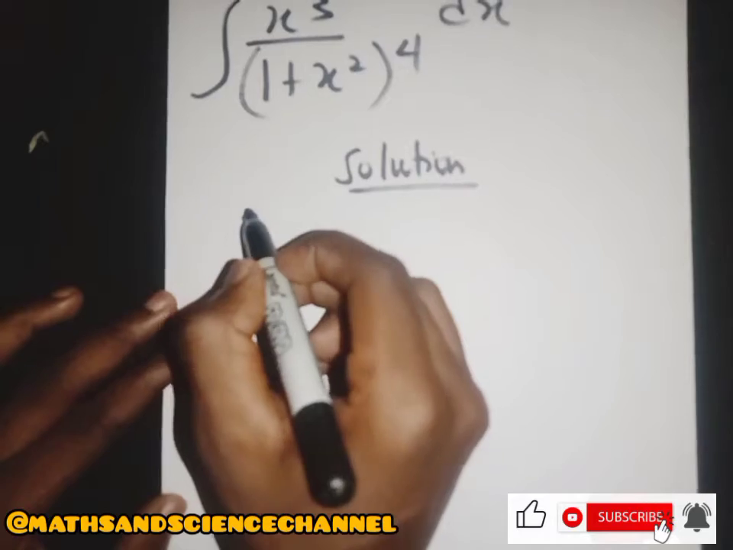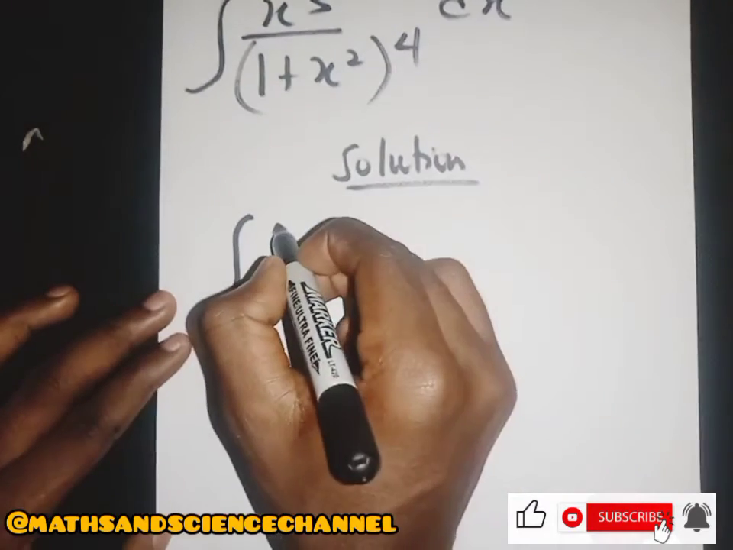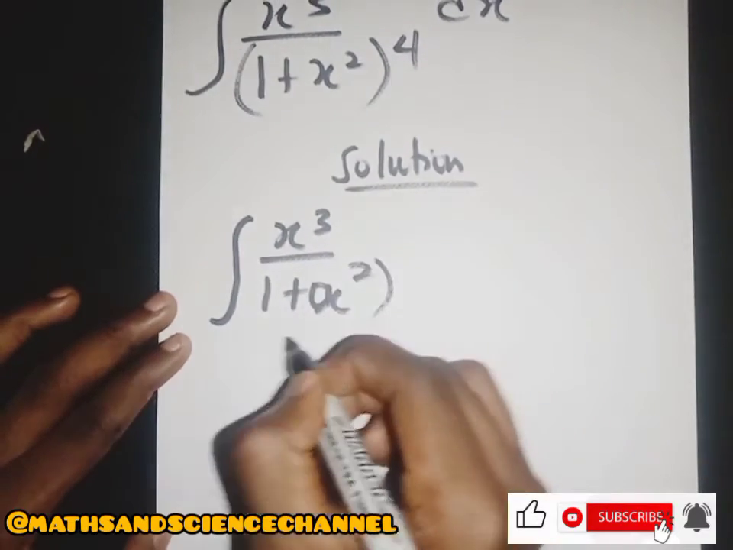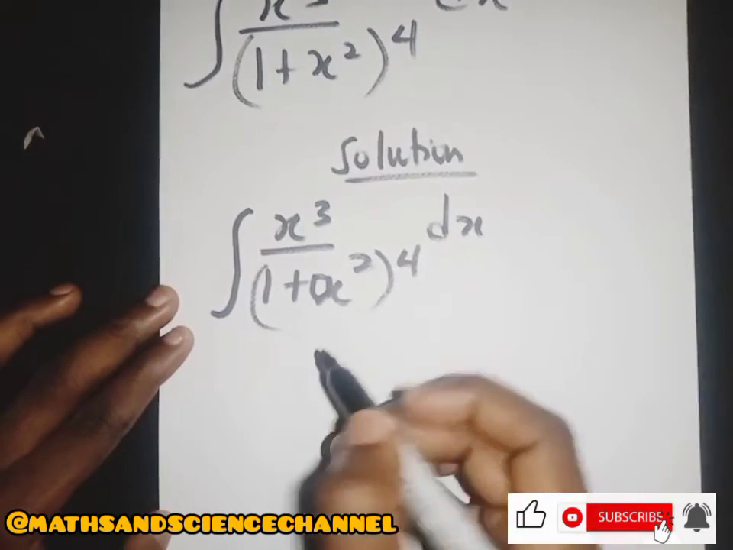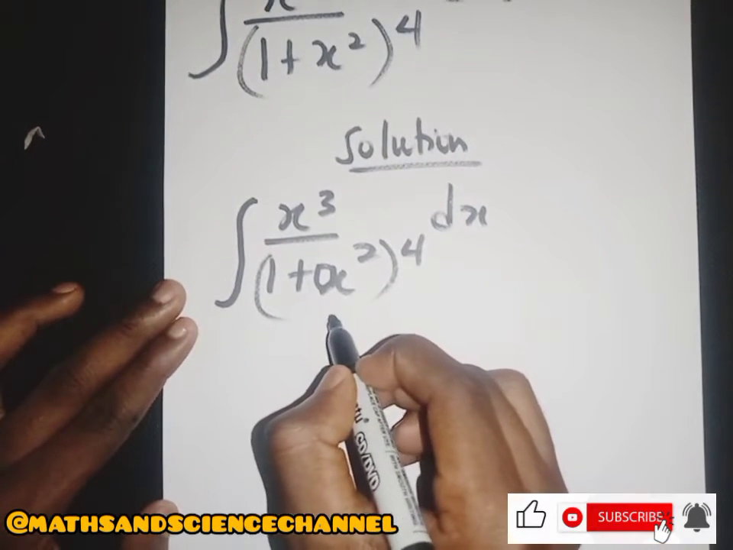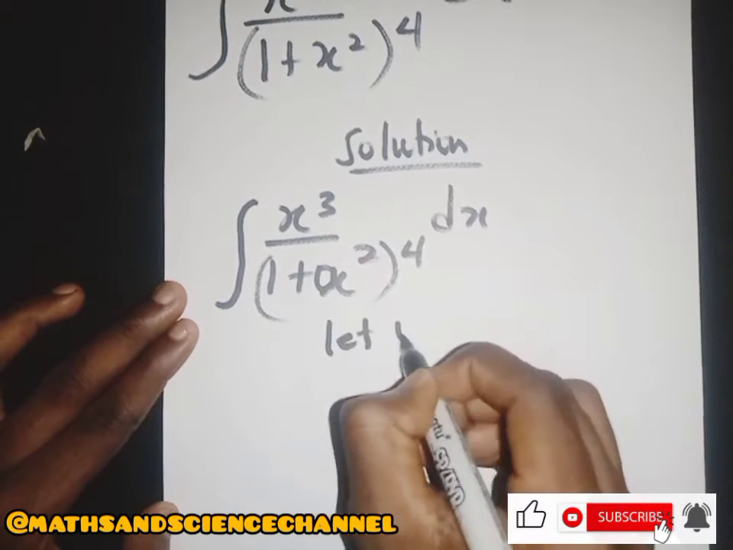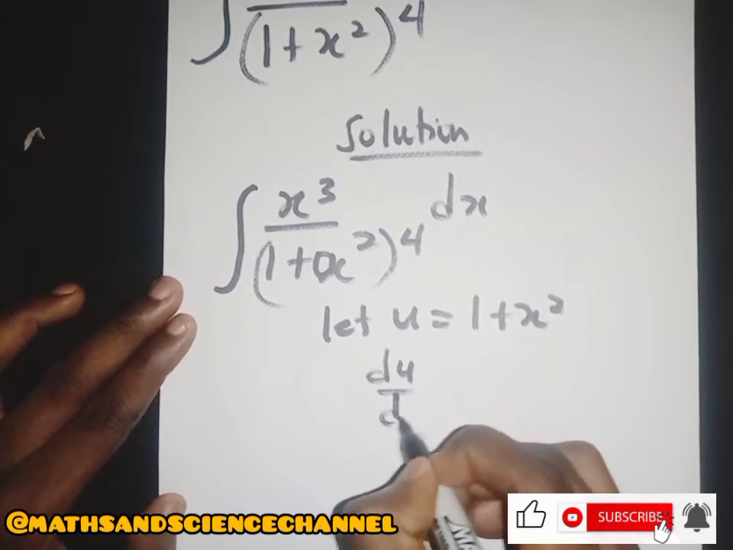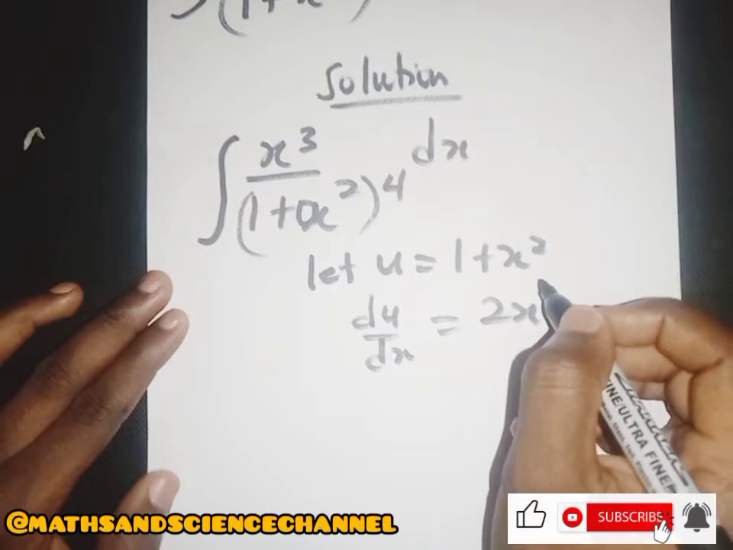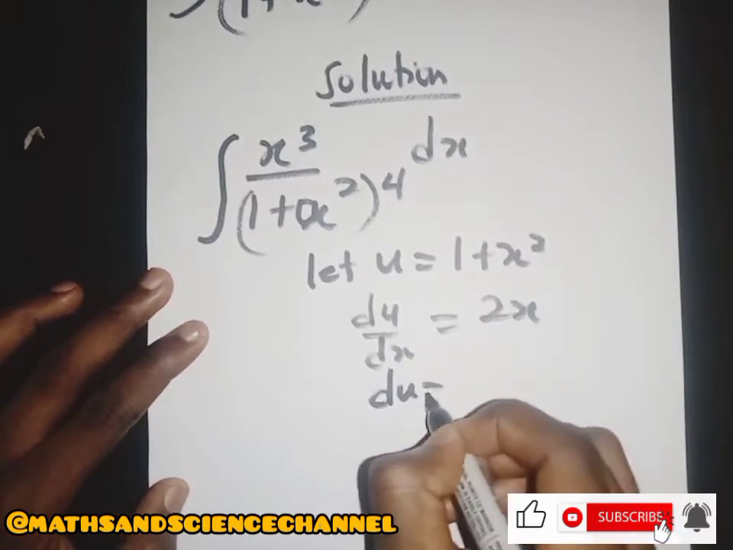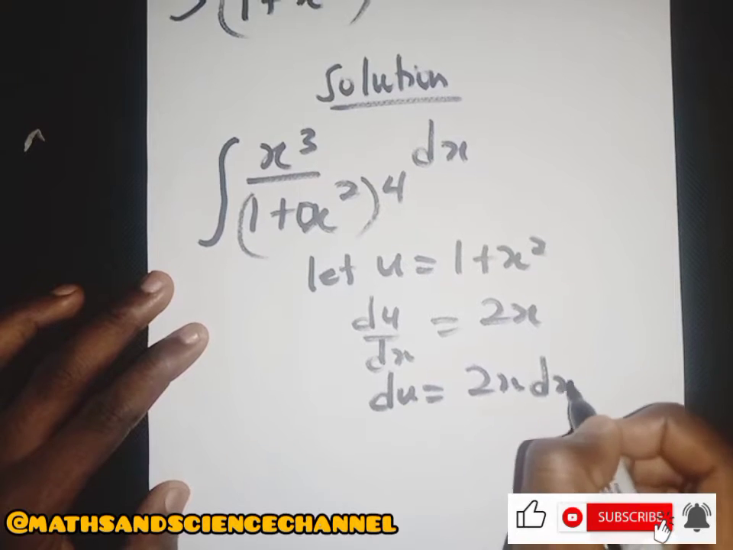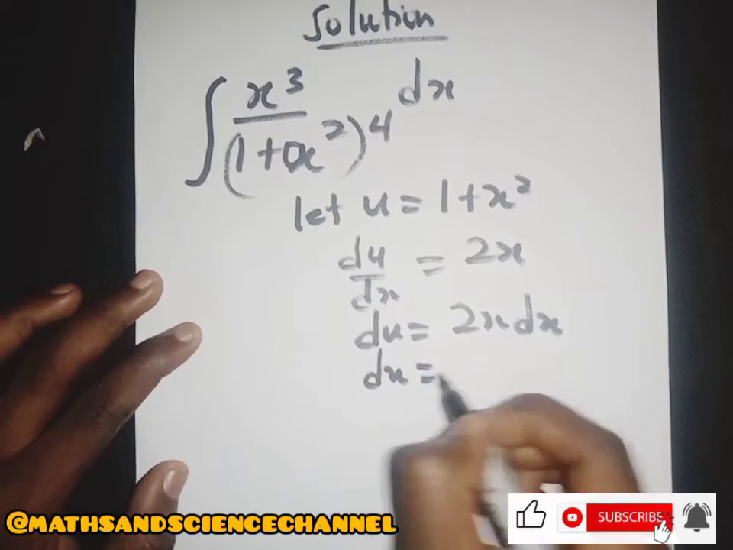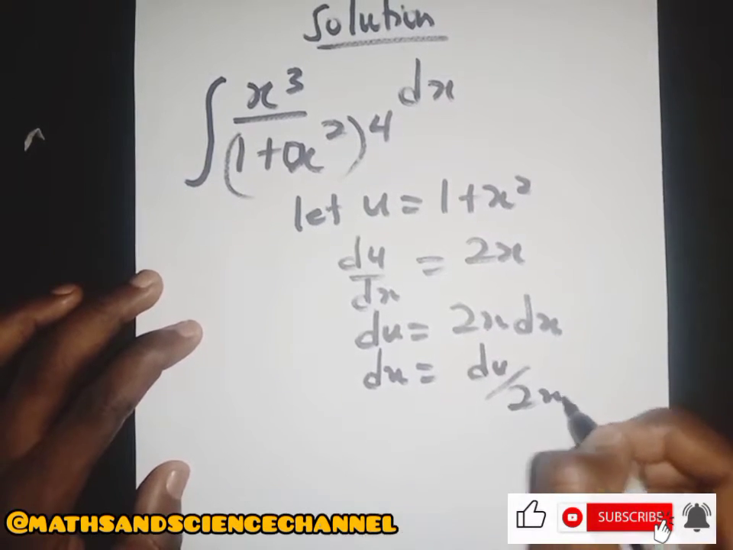So we have the integral of s cubed over (1 plus s squared) to the power 4 dx. What we are going to do is let a variable u be equal to 1 plus s squared, and therefore du over dx will just give us 2s, which means that du will be equal to 2s ds in this case, and our dx will be du over 2s.